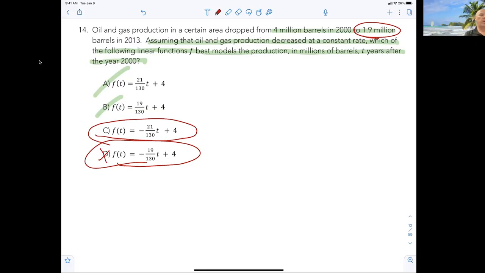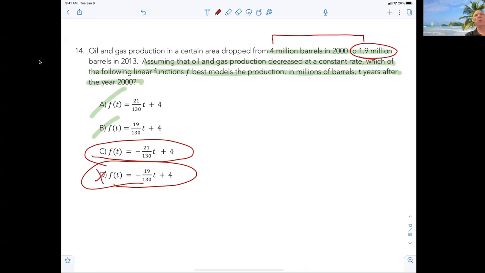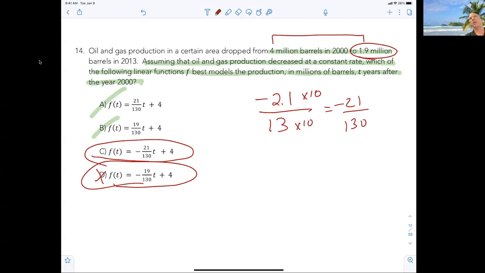Now the question is, okay, let's just do the math. I went from 4 to 1.9, which is going down 2.1 million barrels over a what? Over a 13-year period. That's how they got that. Now, some of you are like, well, I don't know how they got 21 over 130. All right, so basic arithmetic now, not insulting, but just saying, I multiply the top by 10, multiply the bottom by 10, 21 over 130, negative. Is everybody happy with that explanation now?